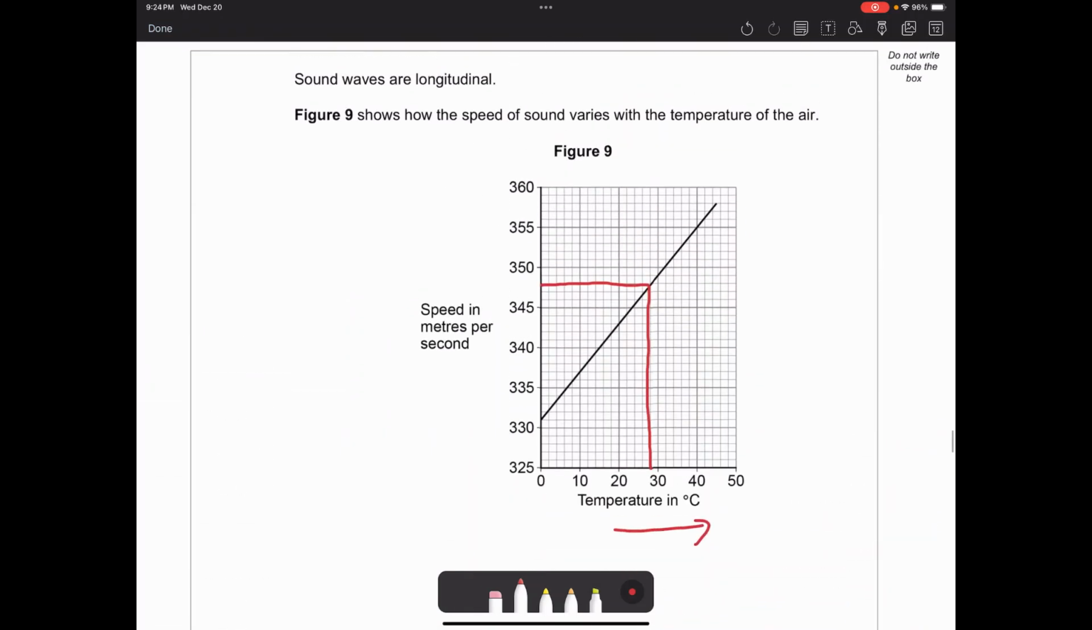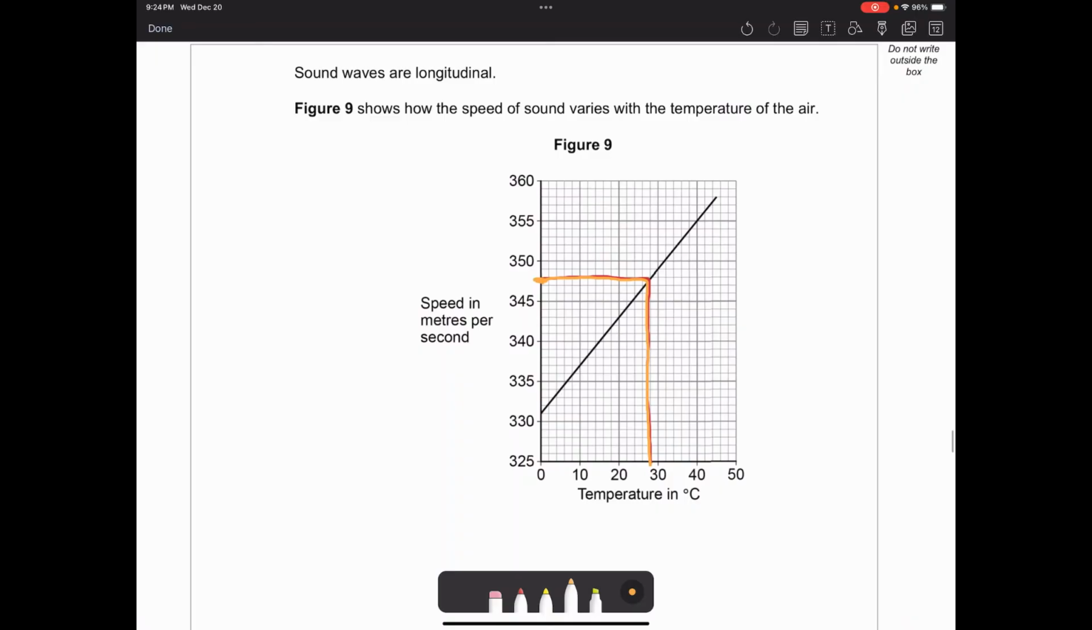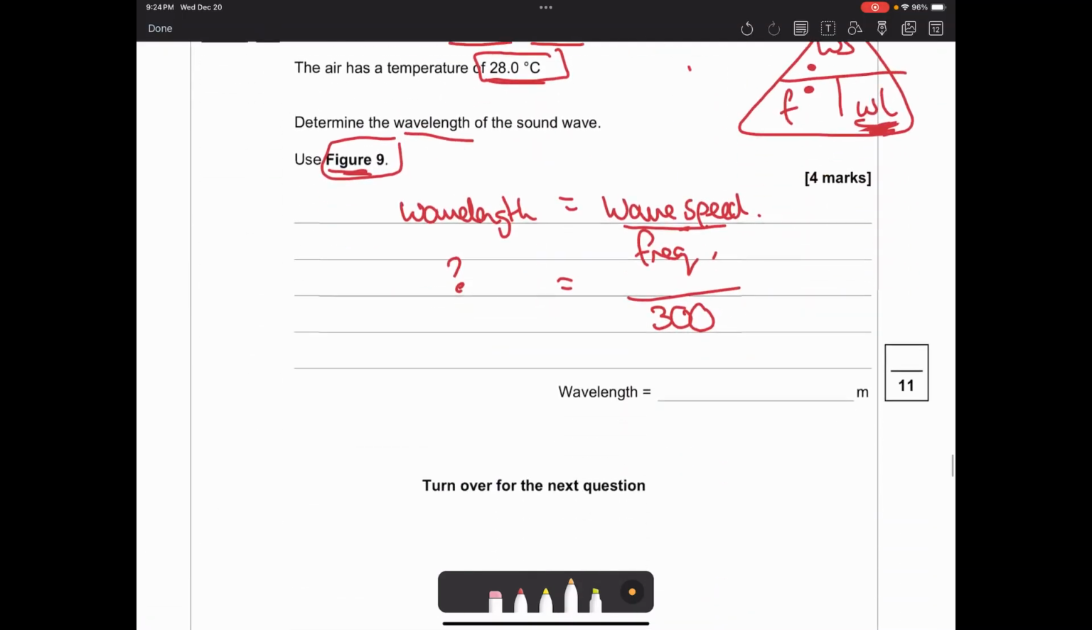So I go back to my graph, and if I go to 28 degrees, I look at this point, I go up, and then I go across, and it gives me the speed at that particular temperature. Reading on my scale, 3 little squares above 345, so it'd be 348. So I substitute in that value, 348 over 300 gives me a wavelength of 1.16 meters. And that would be my final answer.